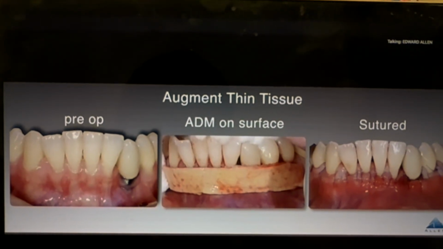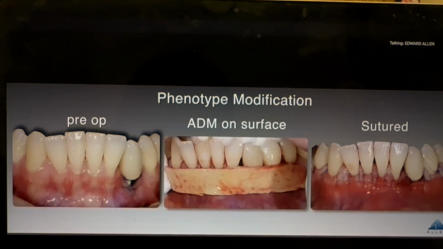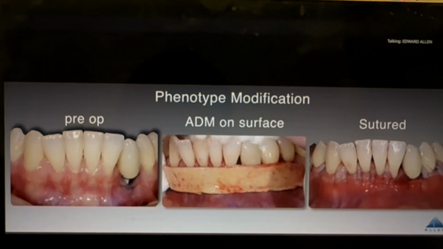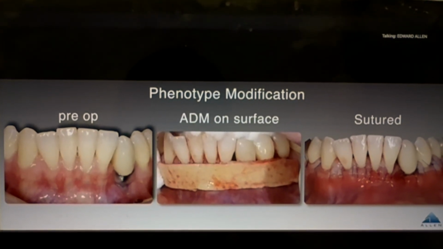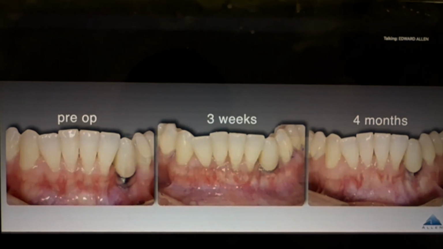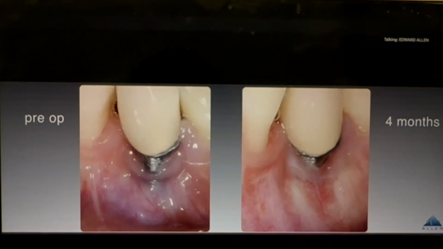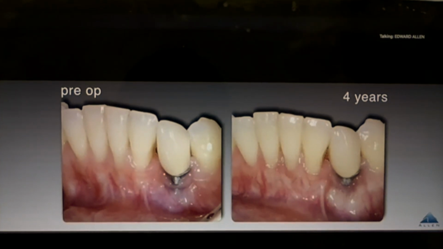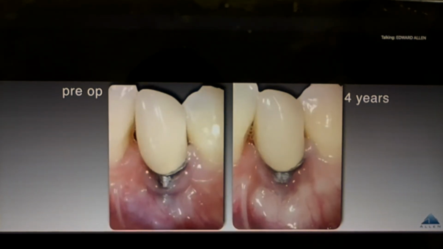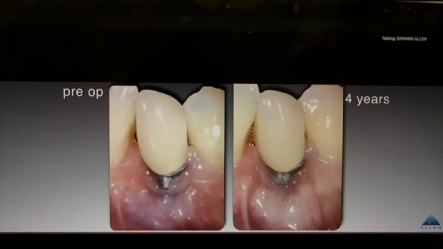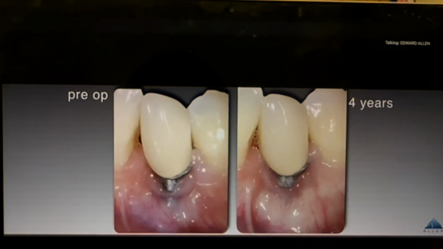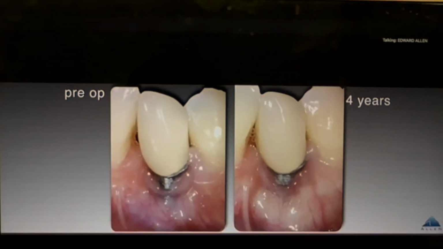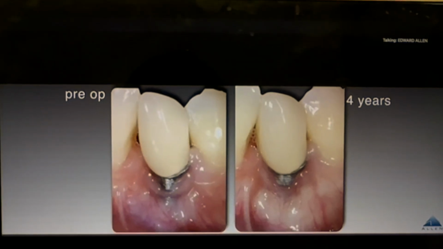So I just want to show you a bit about phenotype modification. We used to say tissue thickness. This is an implant site. That's a long story that I'm going to skip. You see sutured, 3 weeks, and 4 months. I want to enlarge that so you can see the thick tissue at 4 months. And then at 4 years, I enlarge that, and you see that thickness of the allograft has been maintained for 4 years. So you can do phenotype modification, just a little bit more difficult to evaluate.